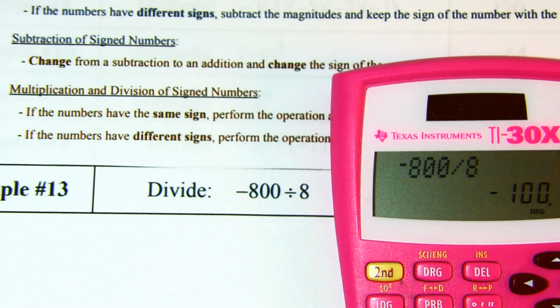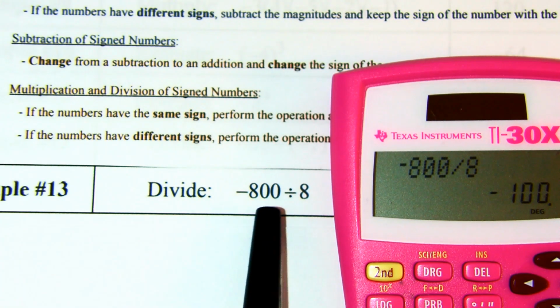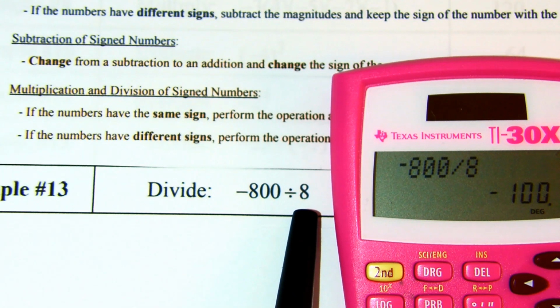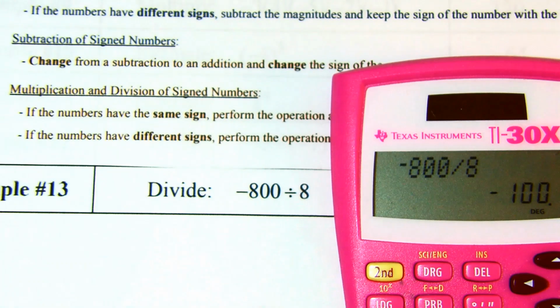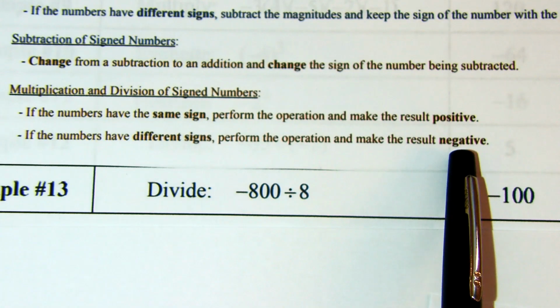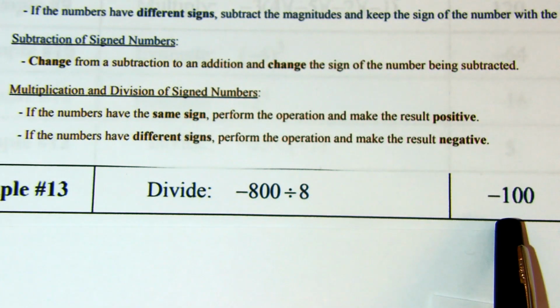I just typed it in as a calculator problem, but let's just kind of unravel it. The rule says if you're dividing, that the numerical part, you just do the division. So 800 divided by 8 is 100. And that the resulting sign is based on same or different. When they're different, the resulting sign is negative. And so these two signs were different, so we end up with negative 100.